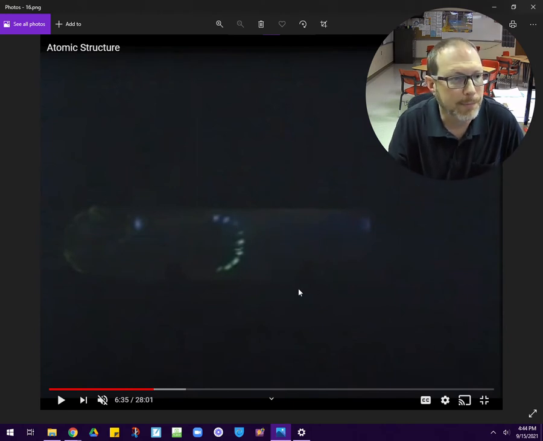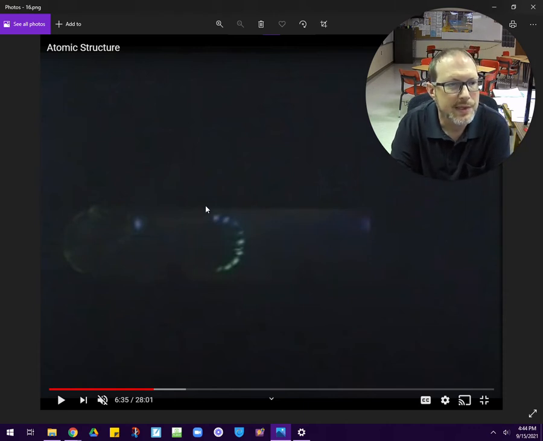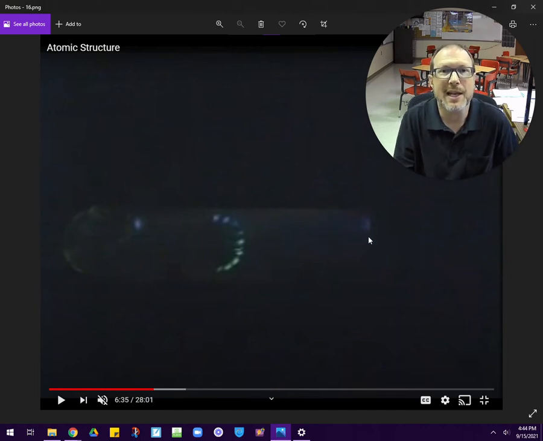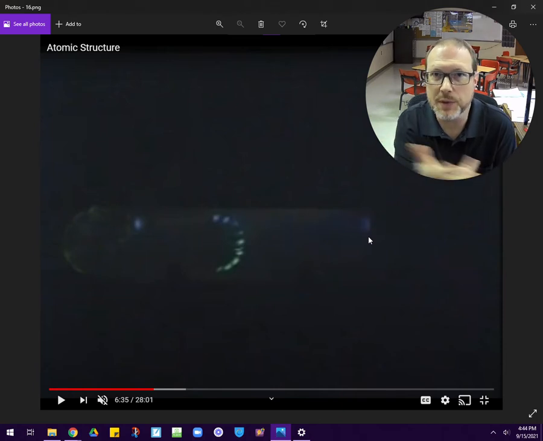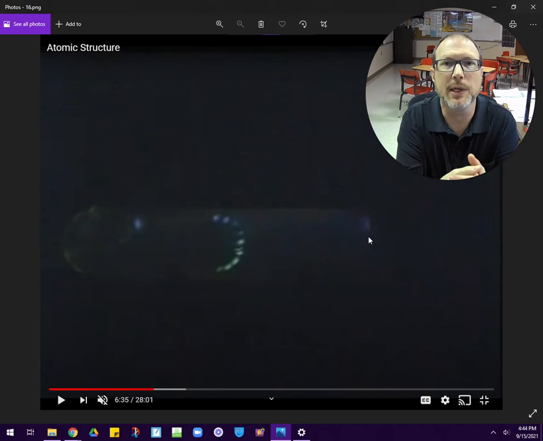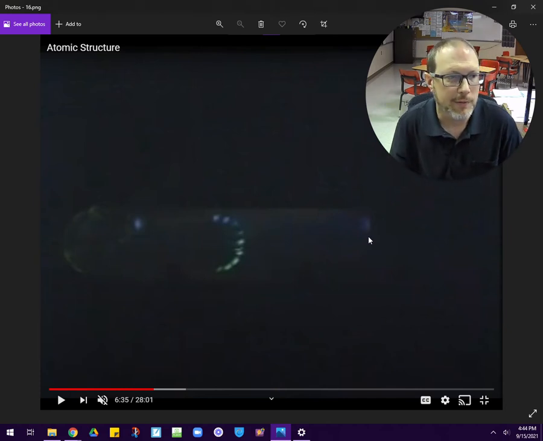Now what that told them is that these cathode rays were actually particles. And furthermore, they were particles that had a certain mass, because you have to have mass in order to impart momentum to something else. You've got to smack into it and transfer that energy over.